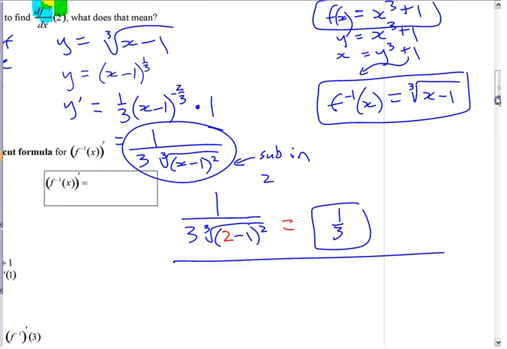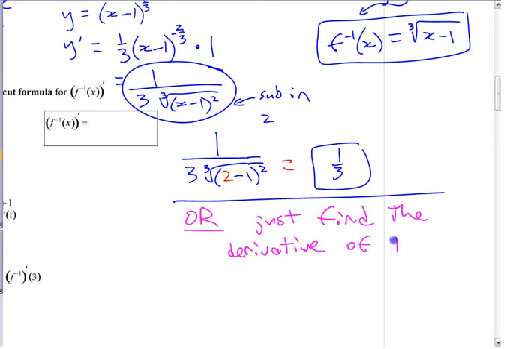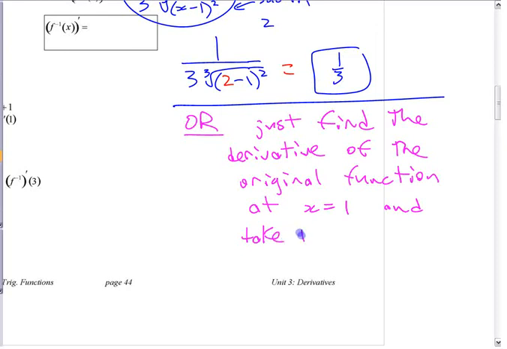We'll do this in pink. So it's such a revolutionary concept here. Or just find the derivative of the original function at x equals 1 and take the reciprocal, right? This is not something you're going to use that often, but it's a relationship that's worth knowing, right?